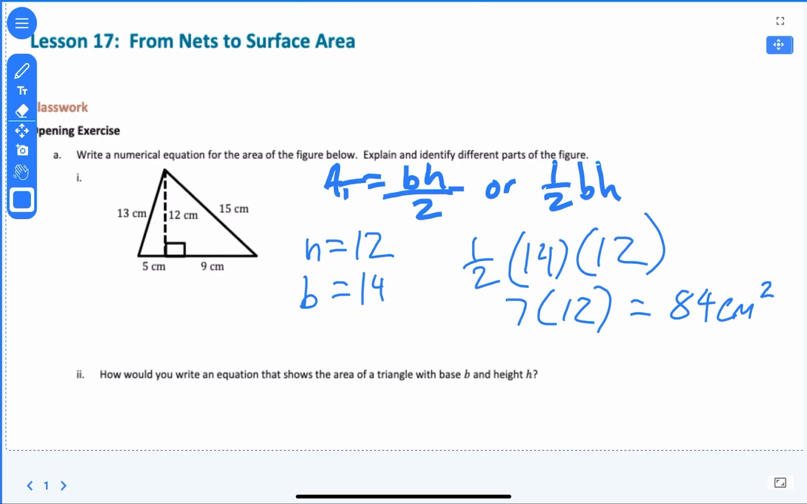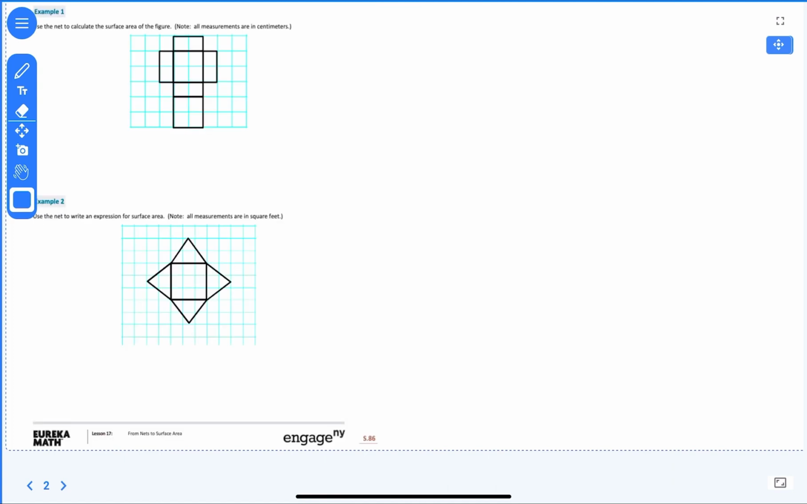All right. How would you write an equation that shows the area of the triangle with a base? Okay, so we already did all of that. We've done all of A1 and A2 right there. Just find an area, all right? All right. Page 2. It says use the net to calculate the surface area of the figure. Note, all measurements are in centimeters.